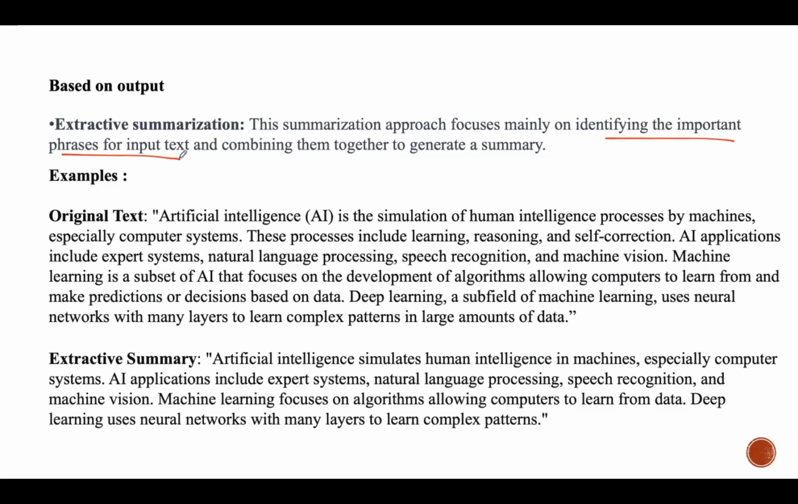in order to generate a summary. The best example here: you can see this is the original text which has 6 lines of statements, whereas the extractive summary contains only 4 lines. These 4 lines are again generated from this only, right? We are taking important points from this and writing this extractive summary.